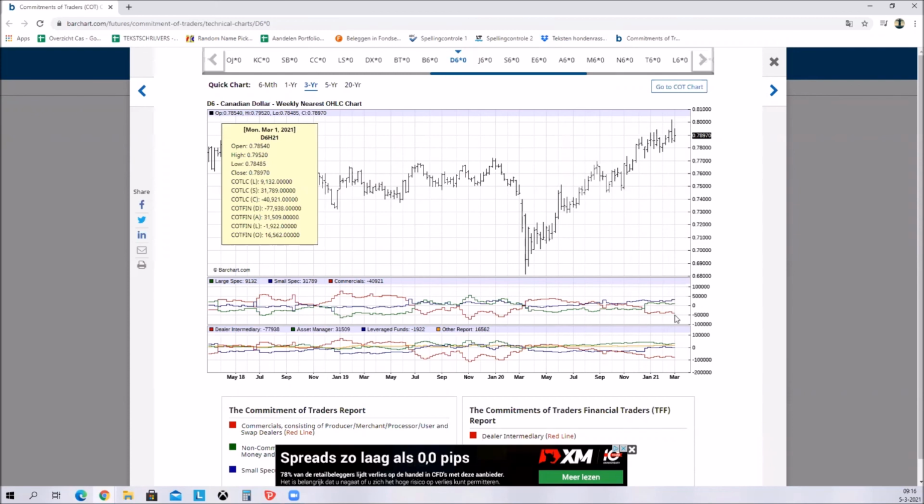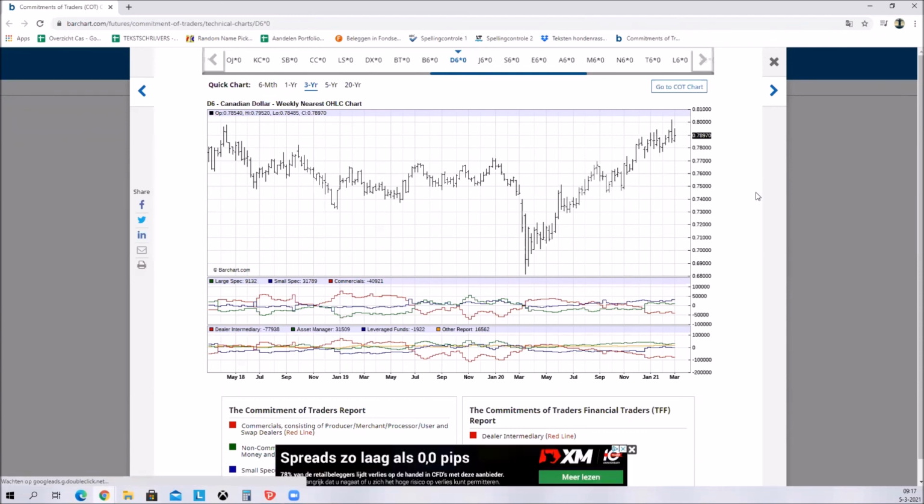Again, don't just trade this on its own, because you don't know enough information about what the commercials are actually doing, what the speculators are actually doing. But you can use it as a bias, combine it with price action and your entry rules to potentially increase your performance.